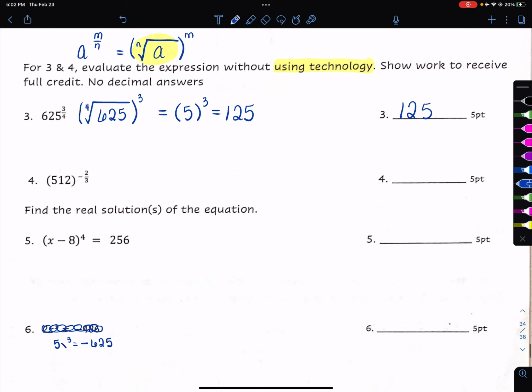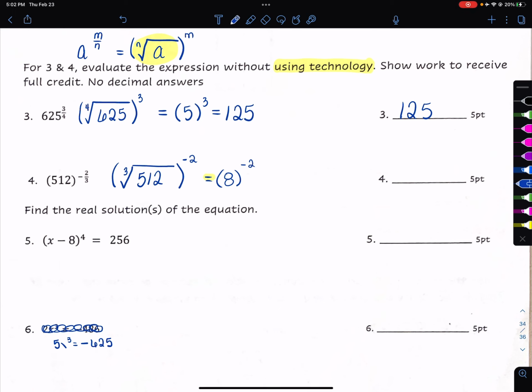All right, number 4. We have 512 is the radicand. The index or the root is 3. And the power or the exponent is negative 2. Okay, there's only one extra step to this one, so please don't see it as some brand new problem. It is just one more step. Do the same thing we did first. Find the cube root of the radical. So the cube root of 512 is 8. So we're going to have 8 to the negative 2 power.